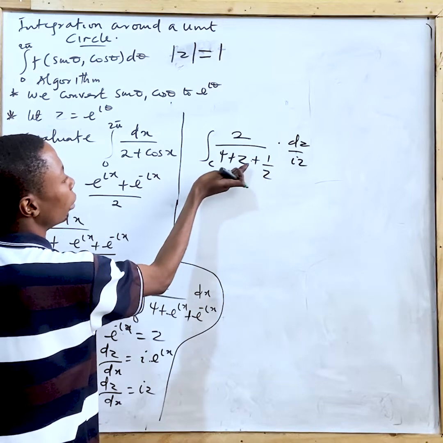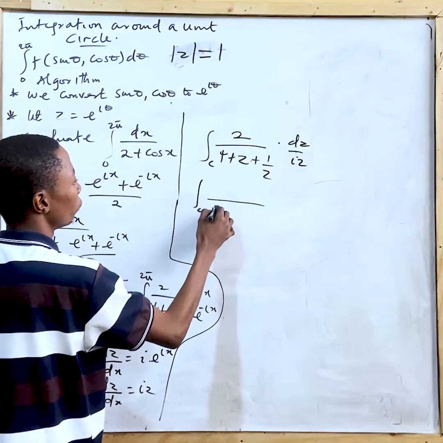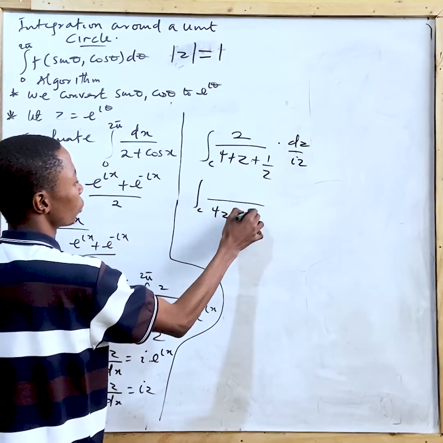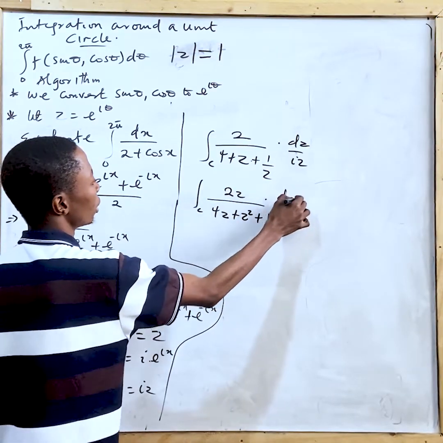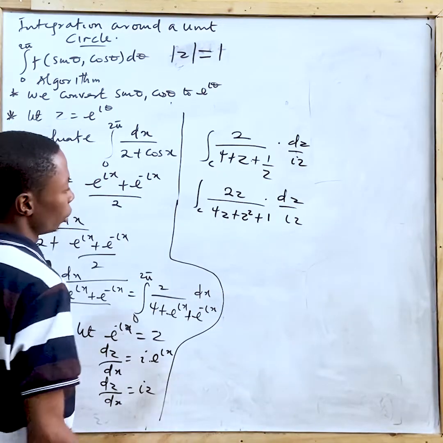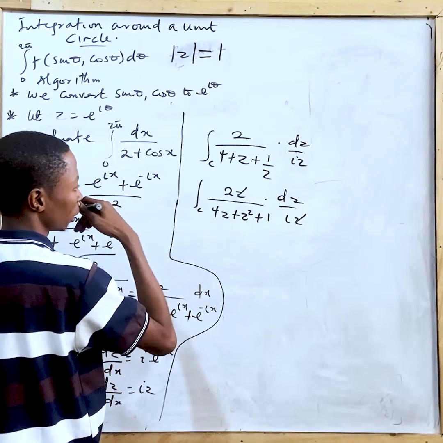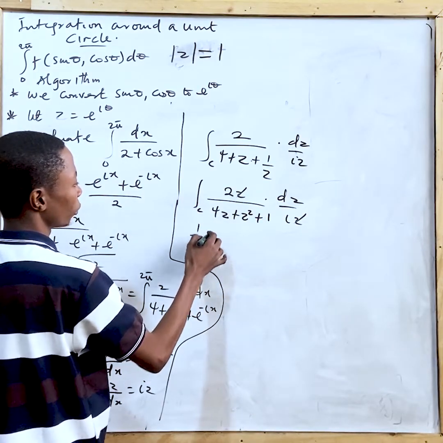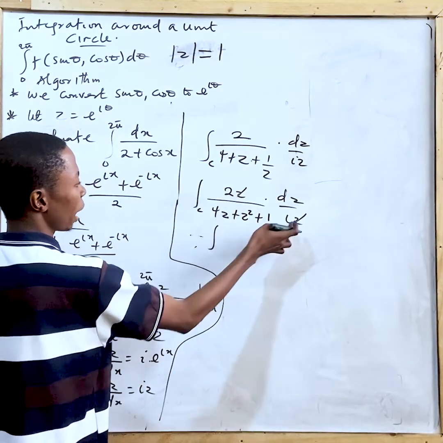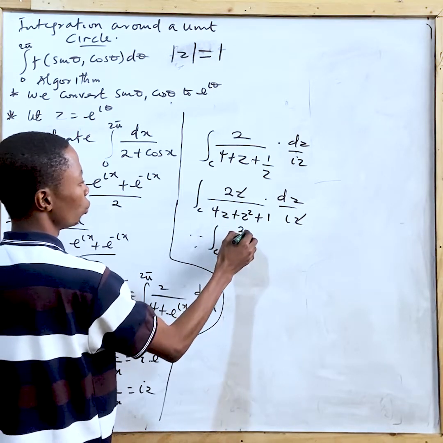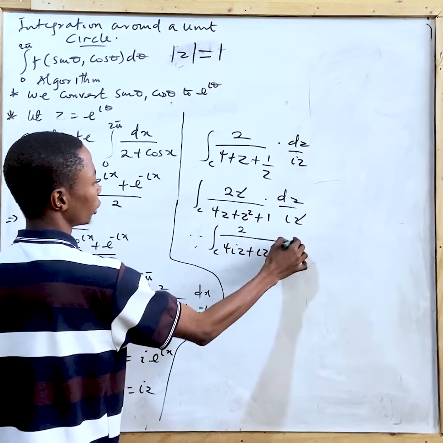So if I multiply the denominator by z, we are going to have the integral of this part will be 4z plus z squared plus 1. Then that z will go up. We are going to have 2z here times dz over iz. So z will cancel z. Let's regard i as a constant. So we are having 1 over i integral of... multiply this denominator 2 by i. So this will be 2 divided by 4iz plus iz squared plus i dz.